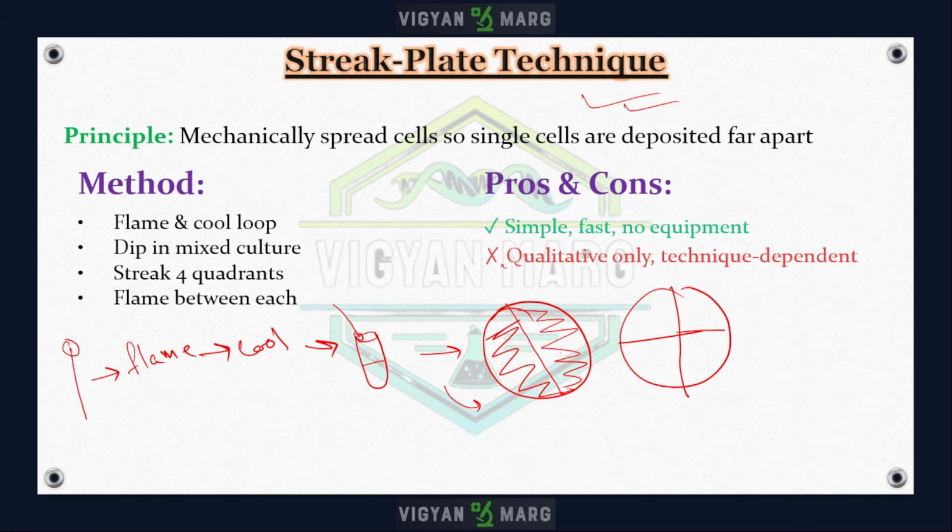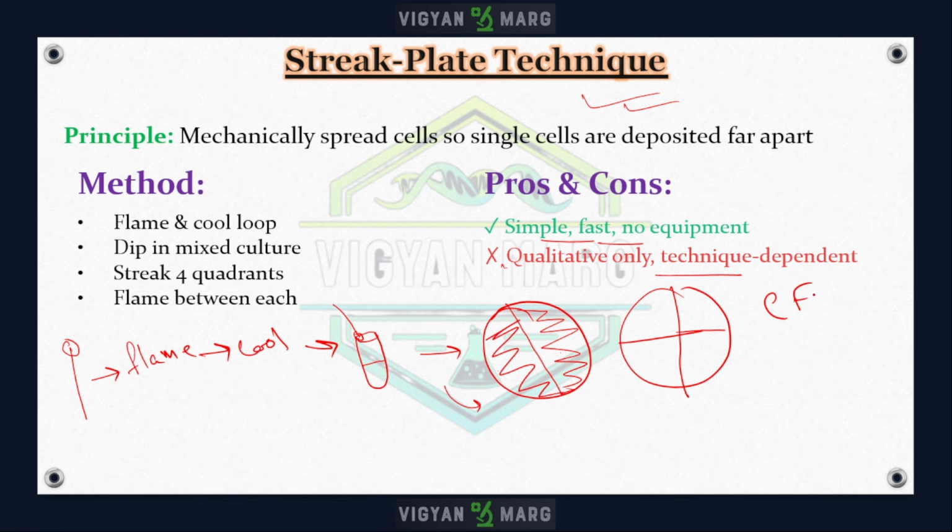This is the main advantage: it is very simple, very fast, and requires no special equipment. It is ideal for routine diagnostics in the lab. The limitation is that it is qualitative and not quantitative, and you cannot calculate the CFU.